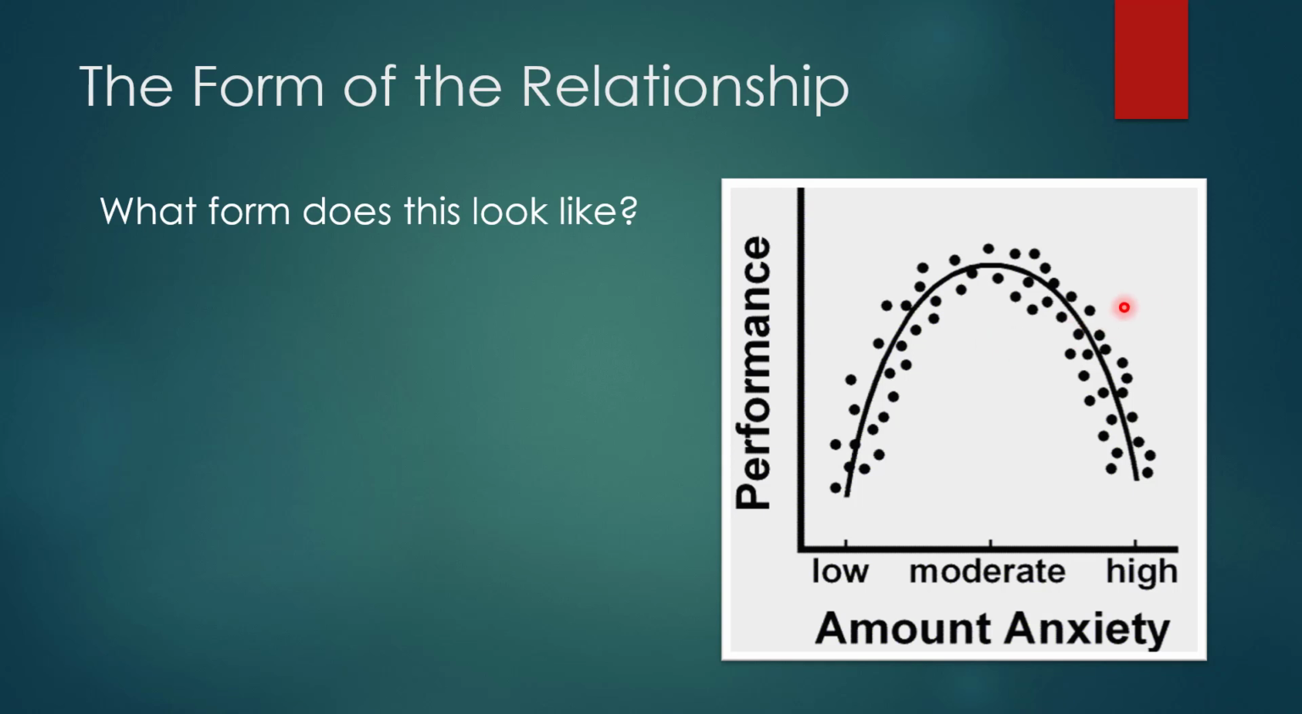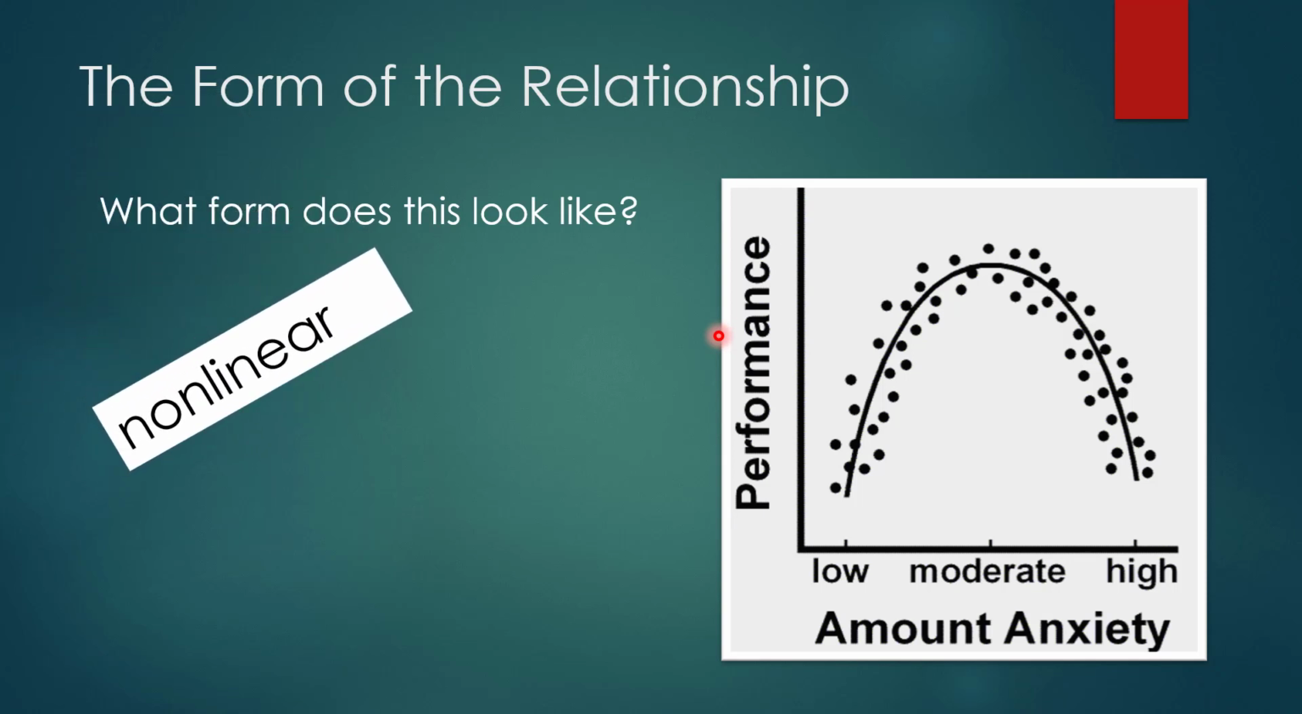Now, how about this? This is looking at performance and the amount of anxiety: low, moderate, and high. Does this look like it's a linear relationship? Linear would be a straight line. Does it look curvilinear, where it goes up and then kind of tapers off? It's nonlinear. So we can't do a Pearson's correlation or a Spearman's correlation with this type of data. We would have to use another type of analysis.